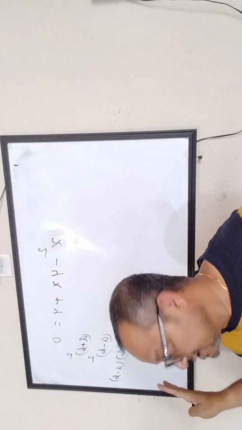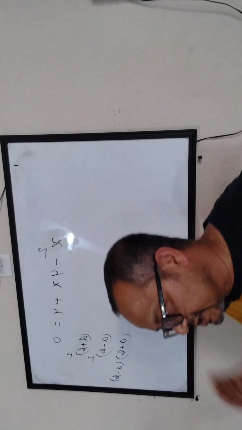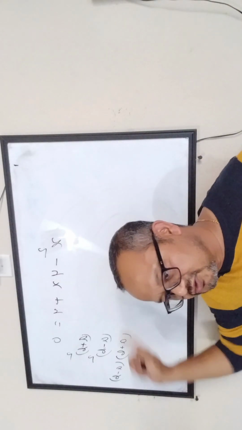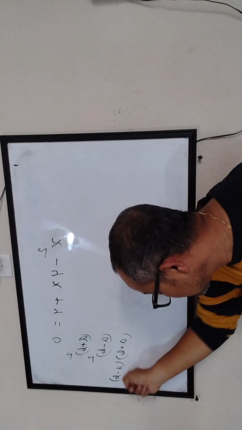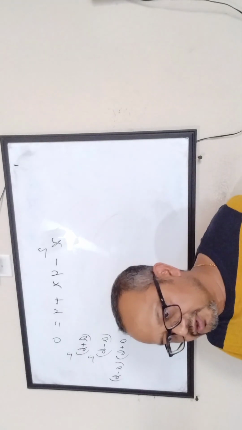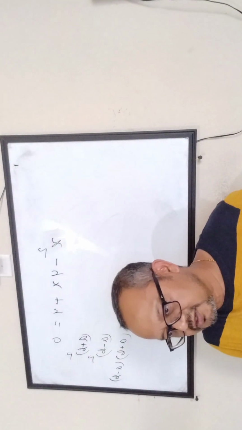A plus b whole square is a square plus 2ab plus b square. A minus b whole square is a square minus 2ab plus b square, and a minus b times a plus b gives you a square minus b square. These are the generic formulas that we all know. Correct? Everybody remembers.